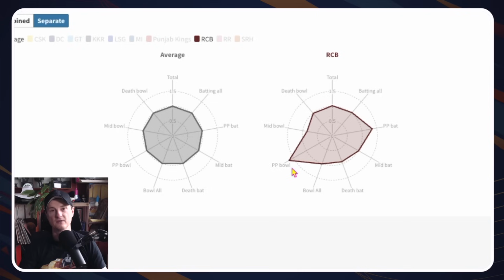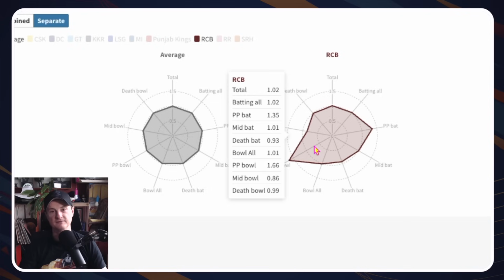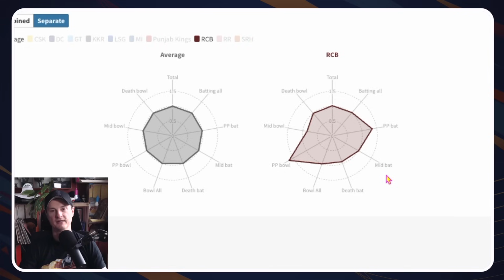And if you come around to the bowling, you can see that they're the best power play team. In fact, they are incredible, 66% better than other teams when bowling in the power play. So why did they go and give Alzarri Joseph a lot of money? Because after that power play, again, they don't really cash in.